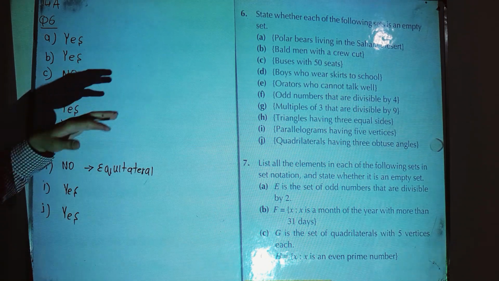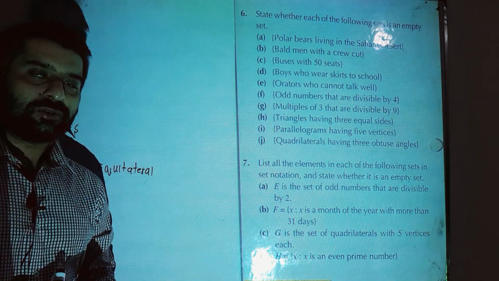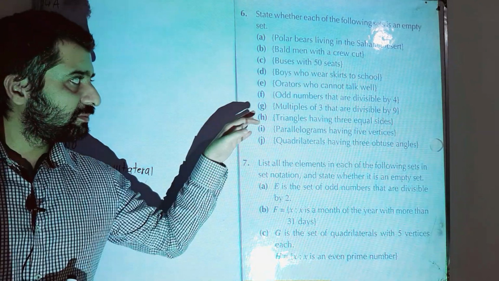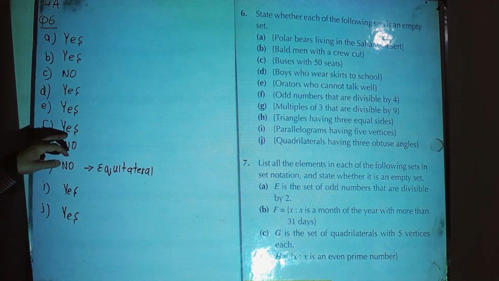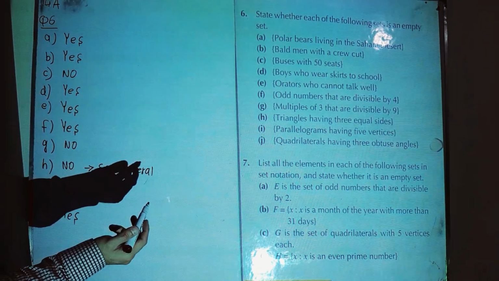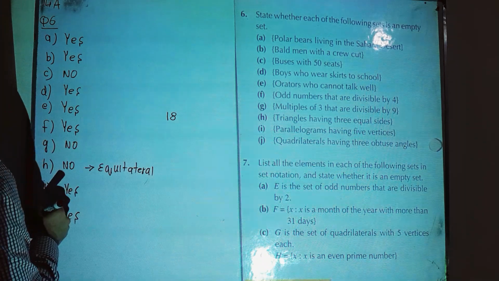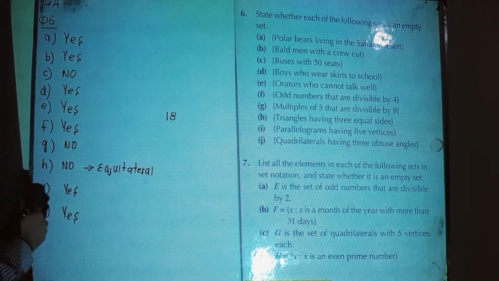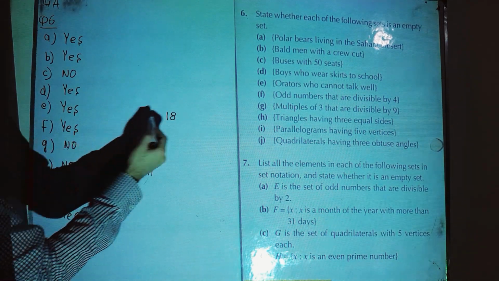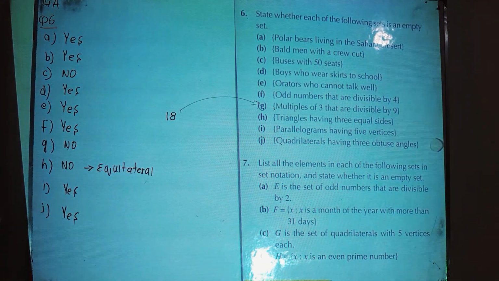Yes. Odd numbers that are divisible by 4. So we don't have any odd number that is divisible by 4, which means F is empty. Yes. Multiples of 3 that are divisible by 9. Yes, there are some multiples of 3 like 18. Now that is divisible by 9. So this shouldn't be an empty one. G is no, not empty. There must be some element, like 18 is a part of this set. Triangles having 3 equal sides.